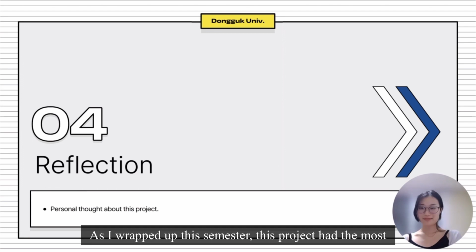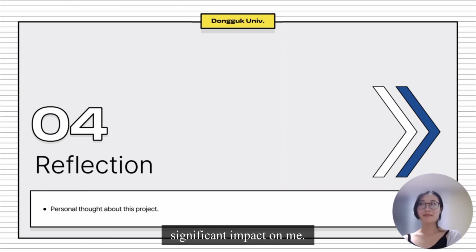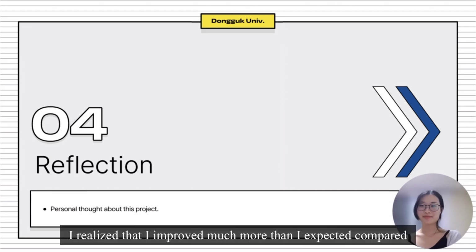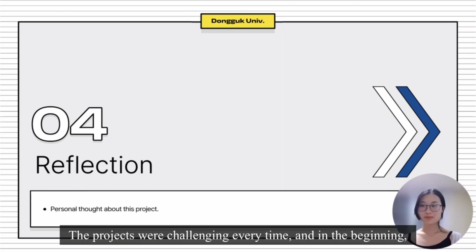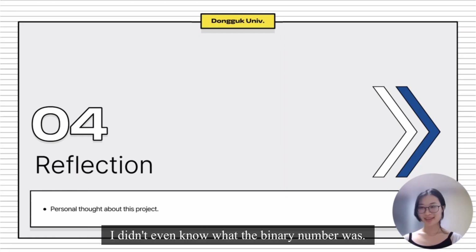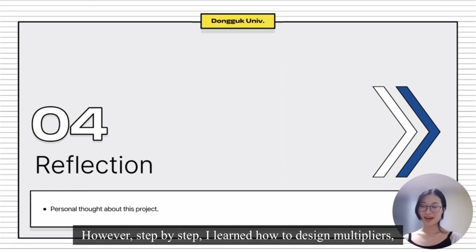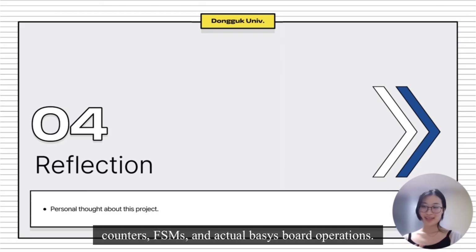As I wrap up this semester, this project had the most significant impact on me. I realized that I improved much more than I expected compared to March. The projects were challenging every time, and in the beginning, I didn't even know what a binary number was. However, step by step, I learned how to design multipliers, counters, FSMs, and extra Basys board operations.